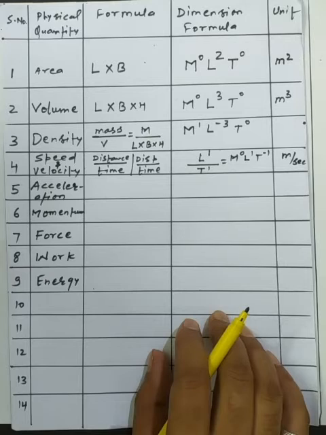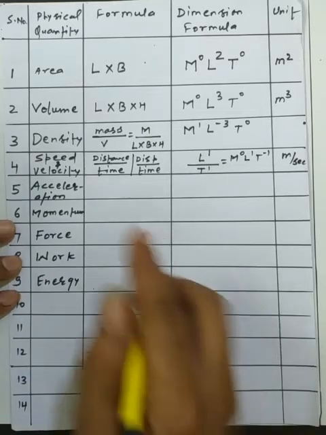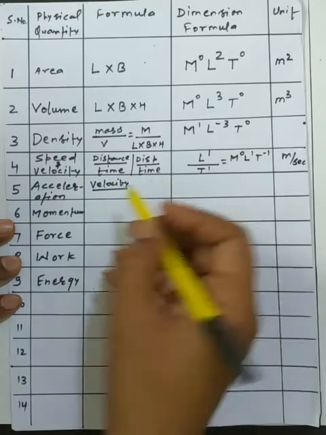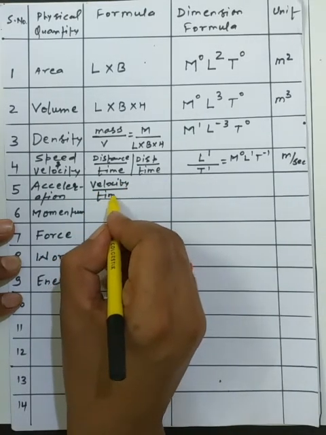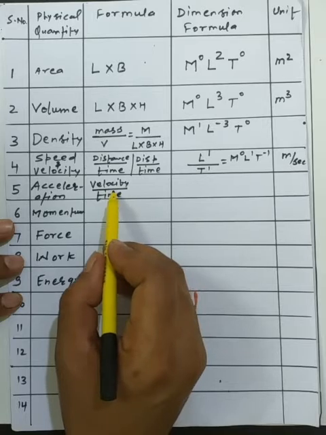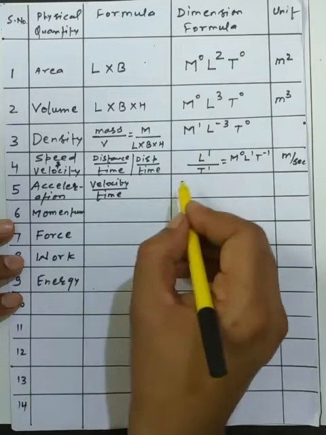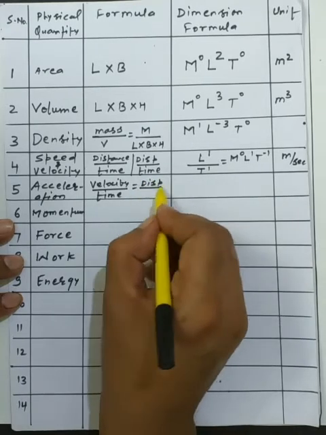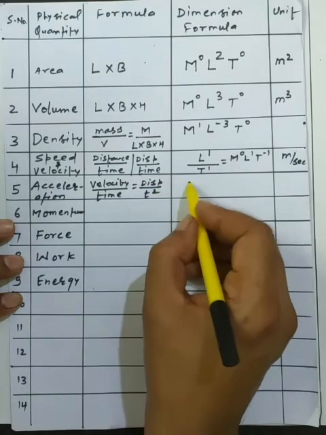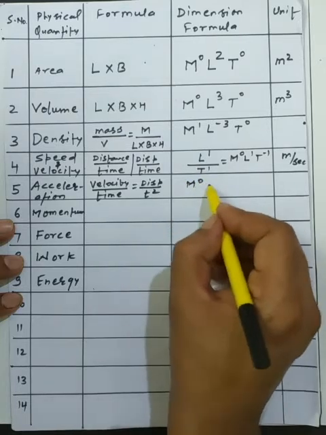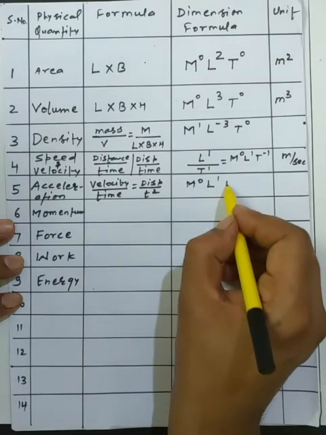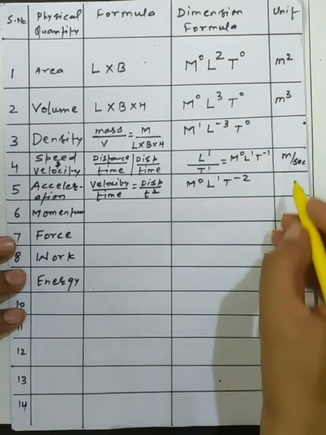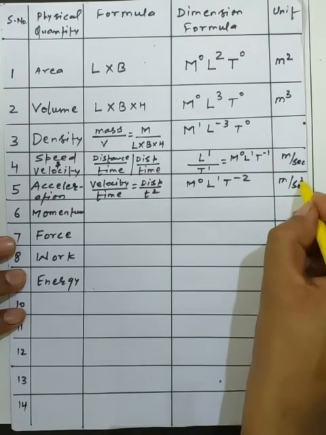Now simply we have the formula of acceleration, that is velocity upon time. Once we are able to find the basic formula, the other quantities' formulas can easily be found. Velocity upon time, so we find the velocity. Already we have the formula of velocity, that is displacement upon time. So finalized, displacement is divided by T2, and we write the formula M0 L1 T minus 2. That is the formula of acceleration, and acceleration has the unit in the SI system, meter per second square.